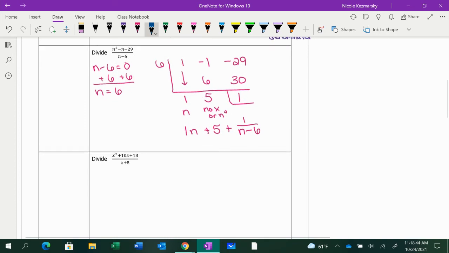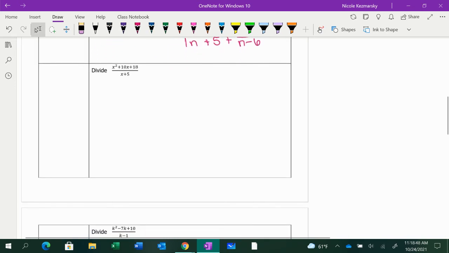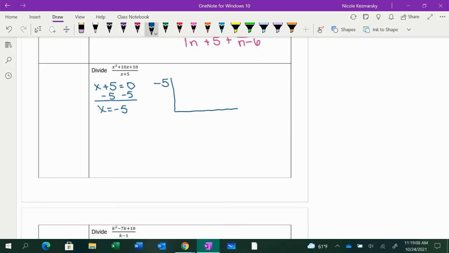Let's try another one. So again, I'm going to take x plus 5, set it equal to 0, and solve this. So subtract the 5, get x equals negative 5, and put that in the upper left-hand corner just outside my box.